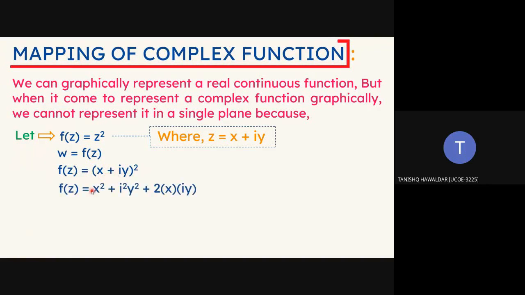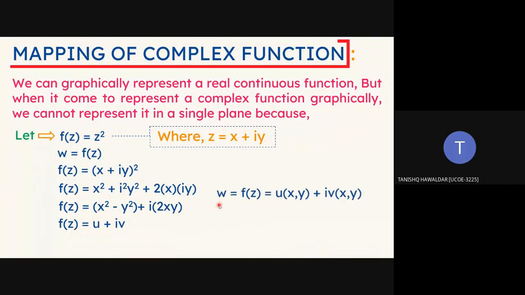Then opening the square using the formula a square plus b square plus 2ab, we get x square plus i square y square plus 2 into x into iy. Therefore, taking non-i terms to the left, we get f of z equals x square minus y square plus i 2 into xy. Therefore, we can also write f of z equals u plus iv.